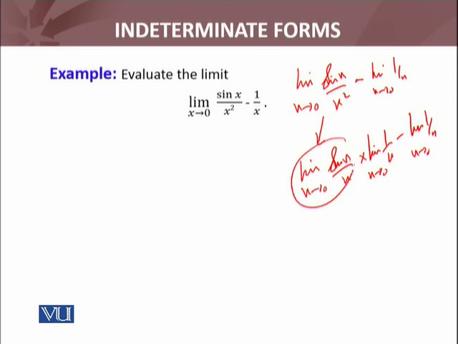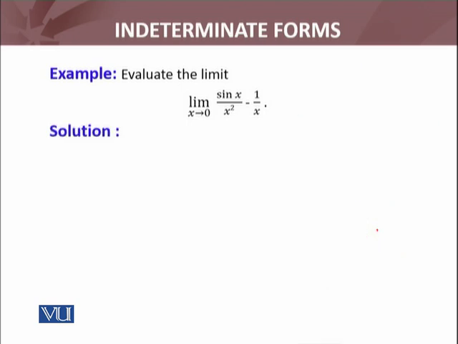Now we know that this is 1. So 1 into 1 by 0 minus 1 by 0, which is infinity minus infinity form. So this form is being made. Let's see how we solve this one. So this is infinity minus infinity form.